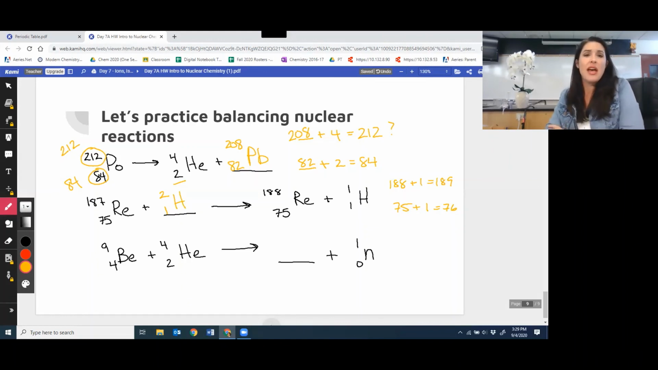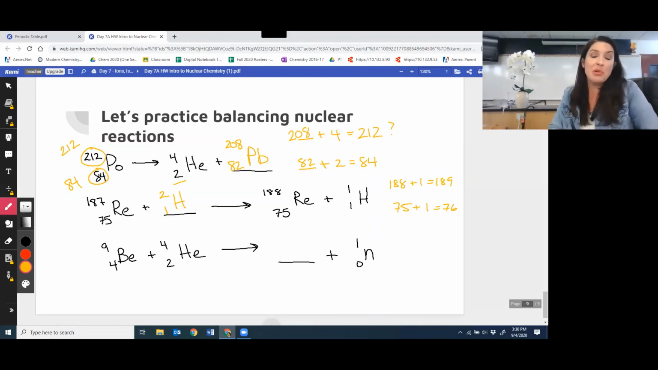So this doesn't look that different, except if you notice, this rhenium 187 seems to have gained one of the neutrons from this hydrogen. So 187 went to 188, it got a little bit bigger, the hydrogen got a little bit smaller, and it lost one of its neutrons in the process. But overall, we have the same number of neutrons and the same number of protons as we started with.